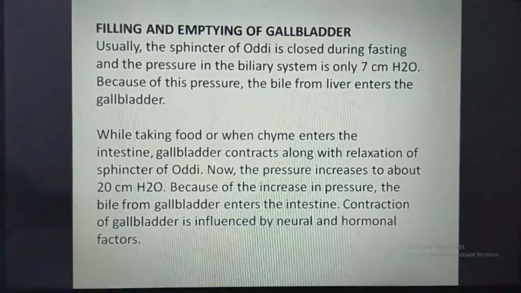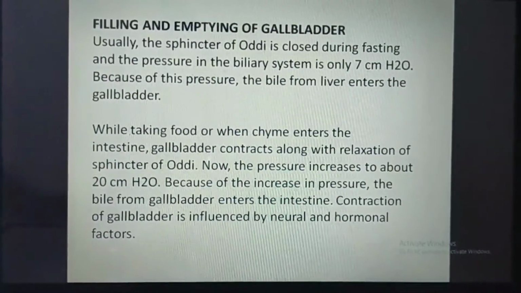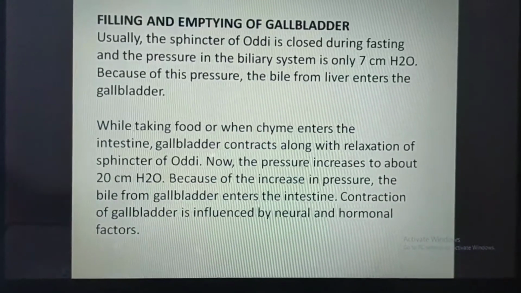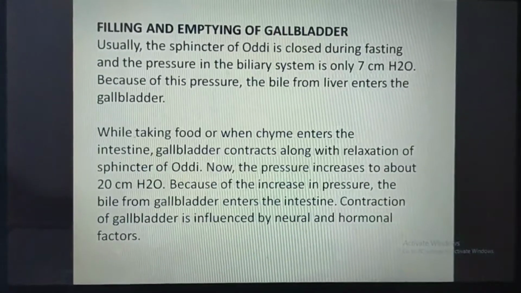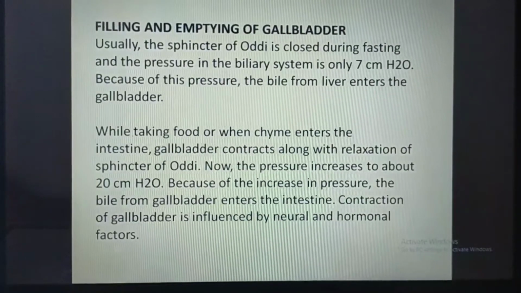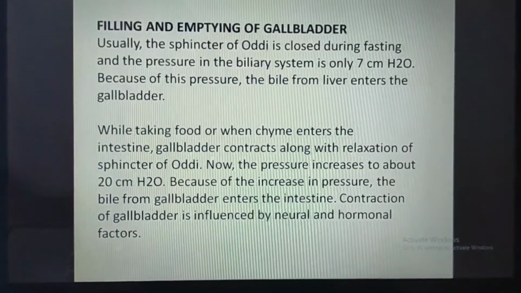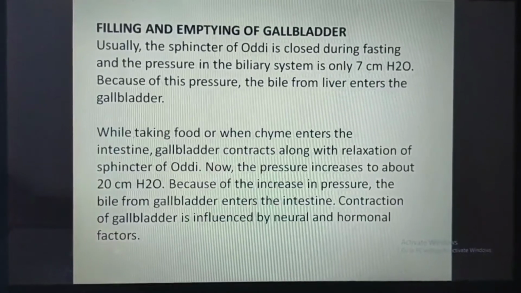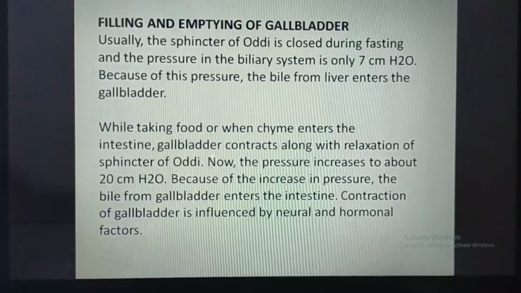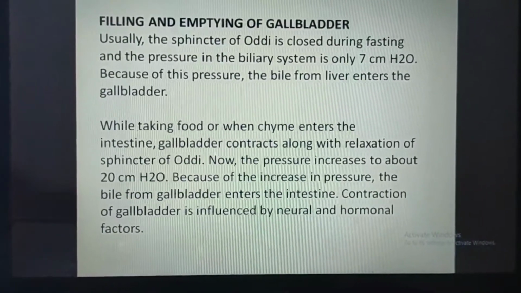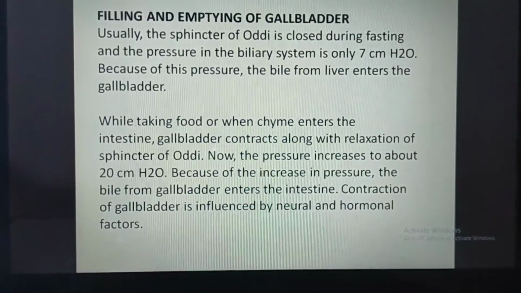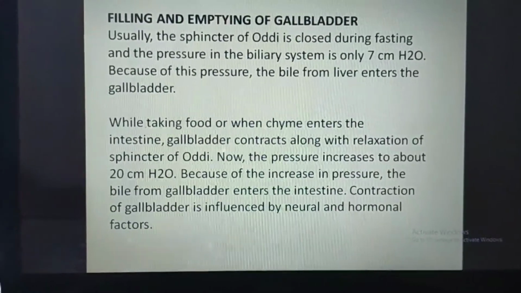Filling and emptying of gallbladder. Usually the sphincter of Oddi is closed during fasting and the pressure in the biliary system is only 7 cm H2O. Because of this pressure, the bile from liver enters the gallbladder. While taking food or when chyme enters the intestine, gallbladder contracts along with the relaxation of the sphincter of Oddi. Now the pressure increases to about 20 cm H2O, and because of the increase in pressure, the bile from gallbladder enters the intestine. Contraction of gallbladder is induced by the neural and hormonal factors.